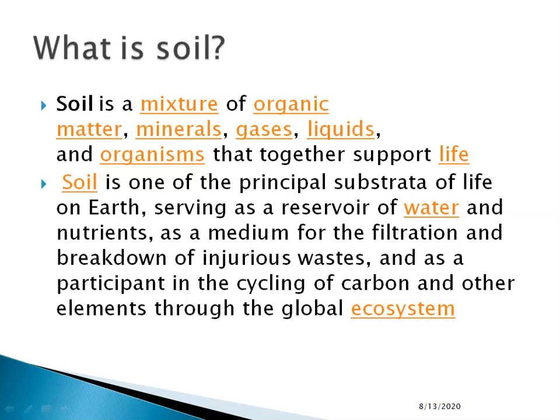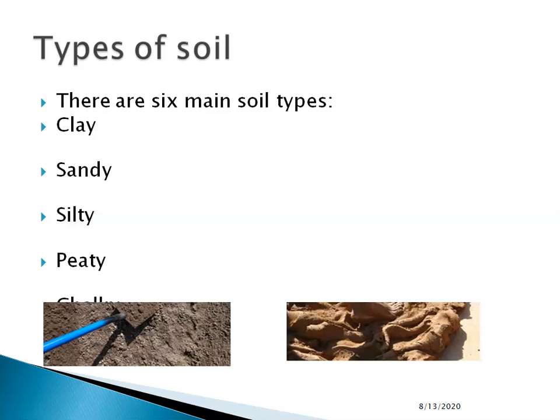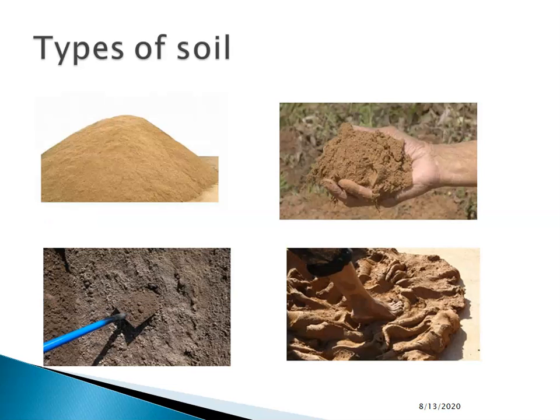So let us move on to the next, that is, what are the types of soil? There are 6 main soil types. That would be clay, sandy, silty, peaty, chalky, loamy. So let us know the types of soil. Here the pictures of the types of soil are being shown. You can see sandy, loamy, clay. Some of the different types of soils are shown in the picture.